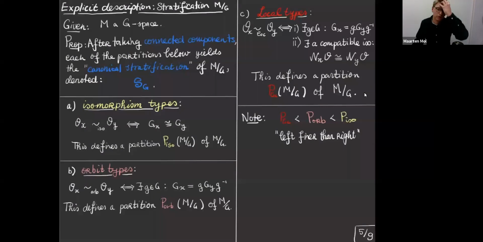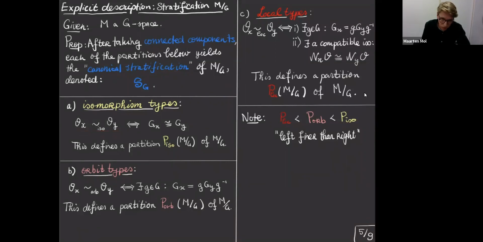So now let me give you an explicit description of the stratification on the orbit space. The general procedure is that there are various natural partitions of the orbit space to consider, and they will give you partitions into manifolds. However, the members of the partition may not be connected. Usually they are not, but after we take connected components of their members, they all give the same partition, and this is actually a stratification of the orbit space. This is what we call the canonical stratification, denoted by SG.